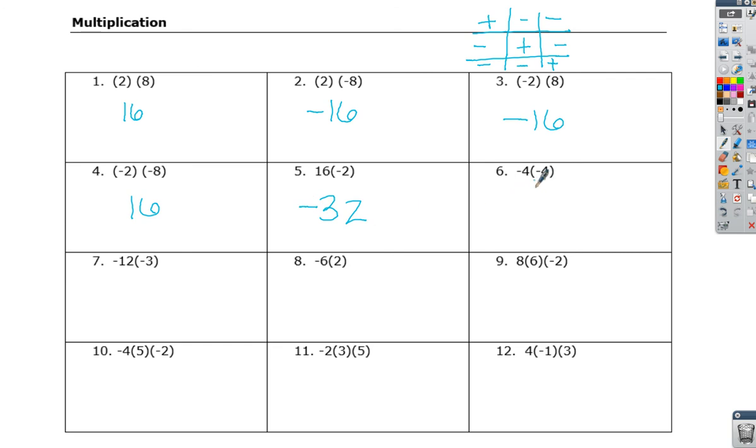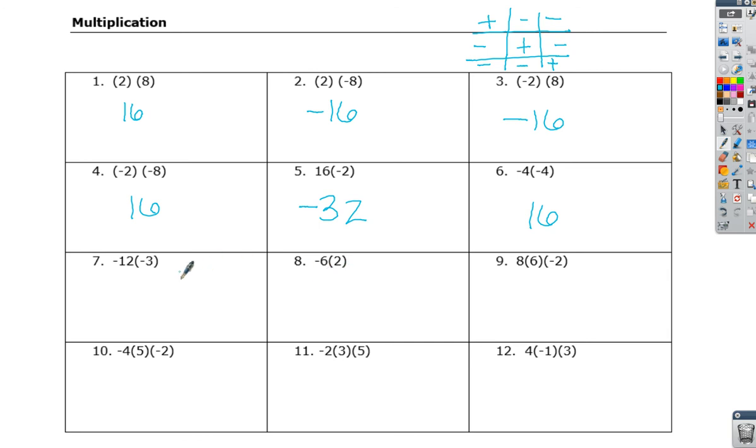Let's do one more together before you practice. So we have negative 4 times negative 4. So we do 4 times 4, which is 16, and we'll think of our signs. So we have a negative times a negative. Negative times a negative equals a positive, so it's a positive 16. I want you to go ahead and do 7 and 8 by yourself, and then you'll go ahead and hit play. Please pause the video.